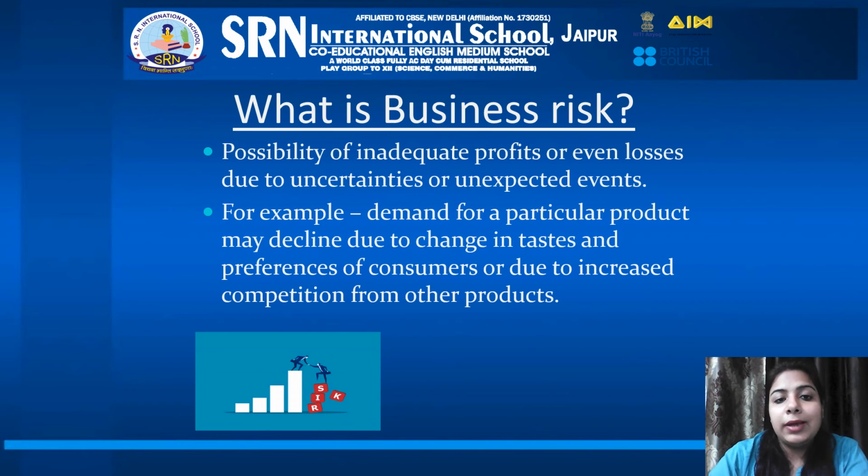Now let us take the next important part of this chapter, that is what is business risk. Possibility of inadequate profits or even losses due to uncertainties or unexpected events. Business always has a certain kind of risk involved. You cannot avoid the risk, you can only reduce the risk to some extent. Now what kind of risk? For example, demand for a particular product may decline due to change in taste and preferences of consumers, or due to increased competition from other products.